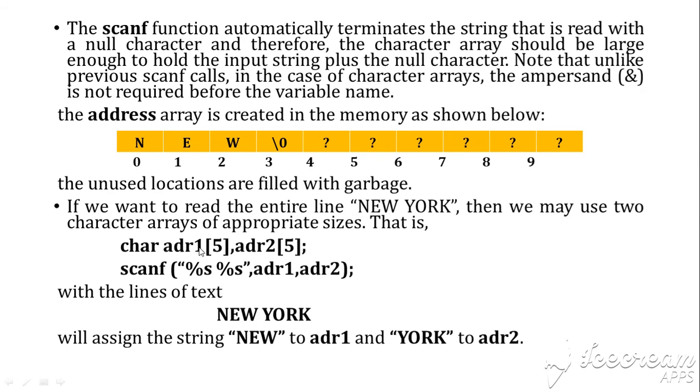So this is an example. Suppose we have address 1 and address 2, both of them carrying the maximum size 5, and suppose you are trying to read two strings into address 1 and address 2. The first one you write New, the next string you read is York. New gets into ADR1, York gets into ADR2.